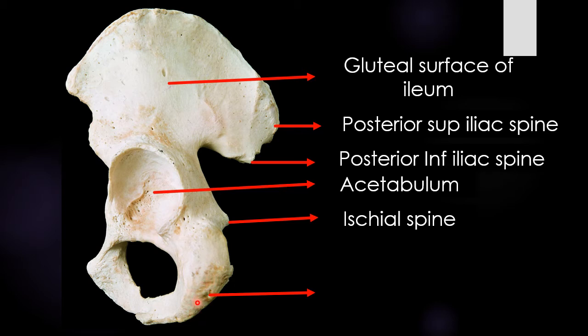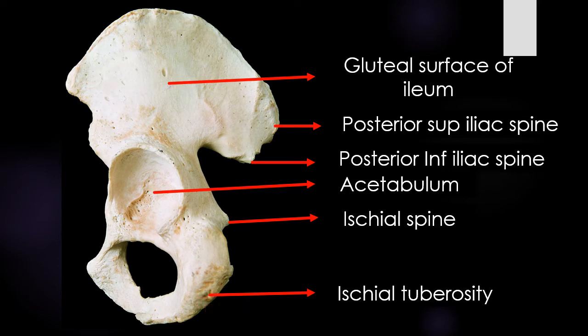That roughened area is called the ischial tuberosity. So for the ischial tuberosity, they may mark it and ask you to identify the muscle attachments to this particular area. So the hamstring muscles are arising from this ischial tuberosity.